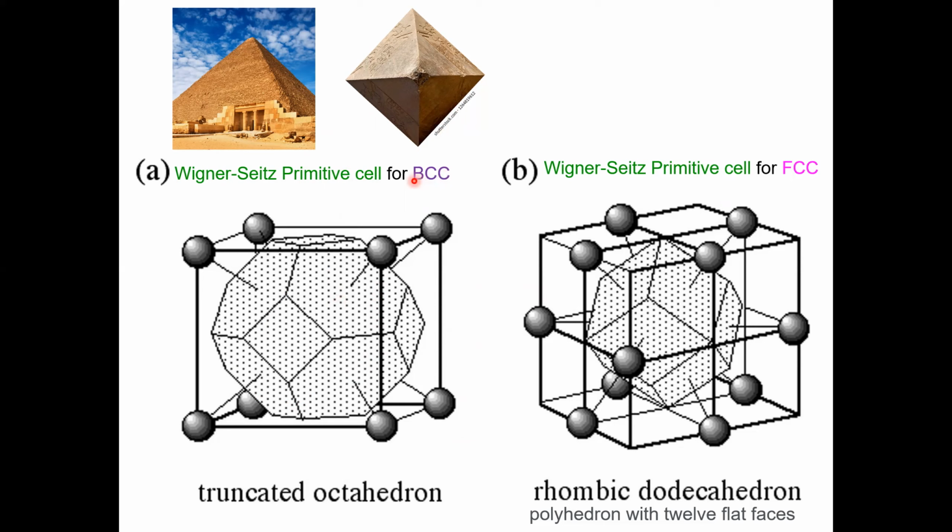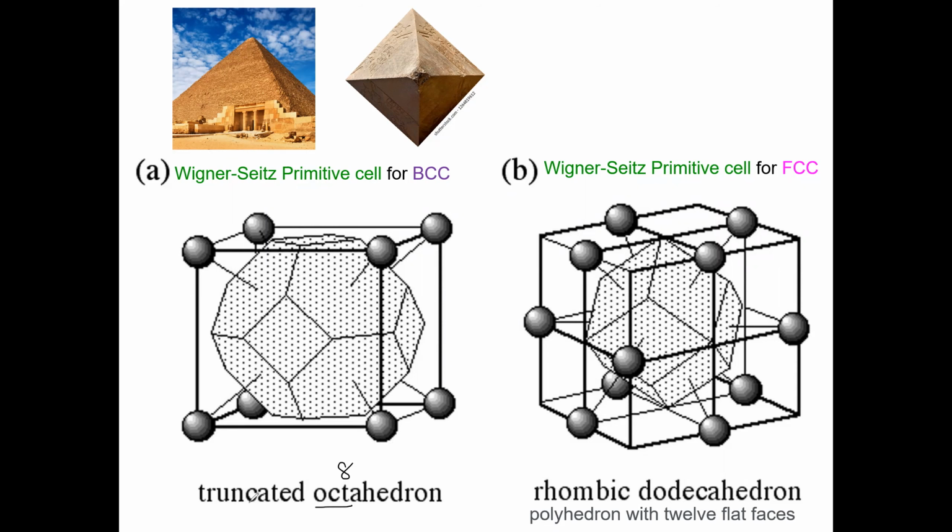So for BCC, the Wigner-Seitz primitive cell for BCC, we get a truncated octahedron. Octa is 8, right? Why is it 8? Imagine this. This side and this side is like you have a pyramid glued to another pyramid. So we have the top like that, right? And the bottom like that, right? So this is like 8 sides, right?